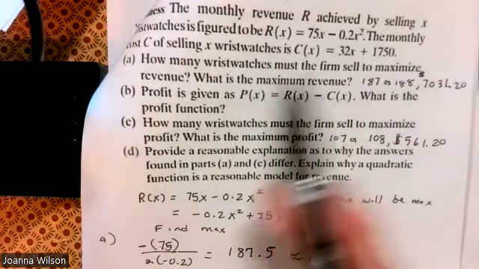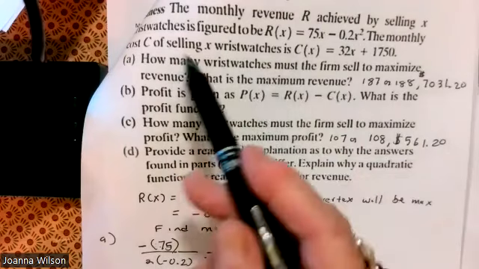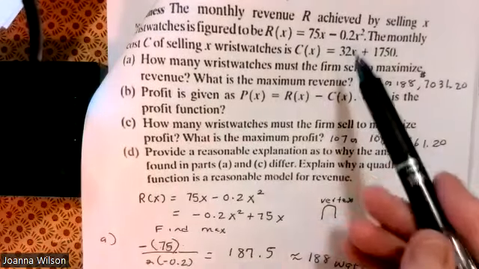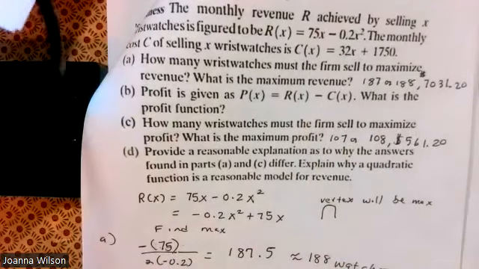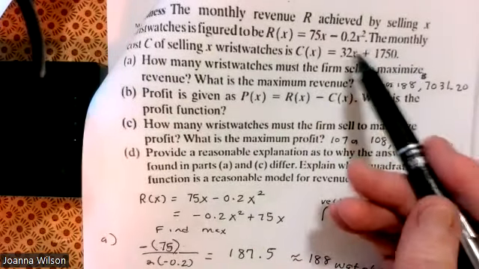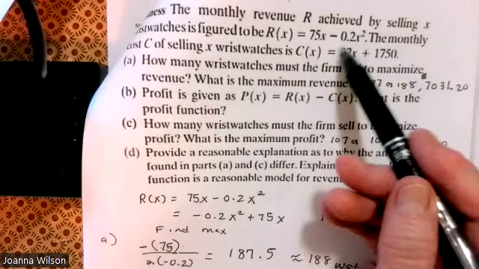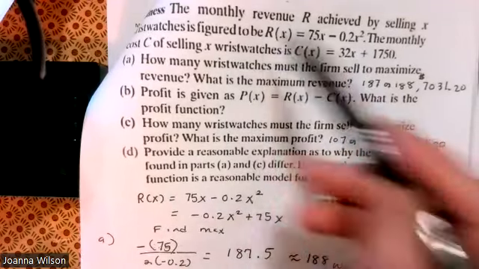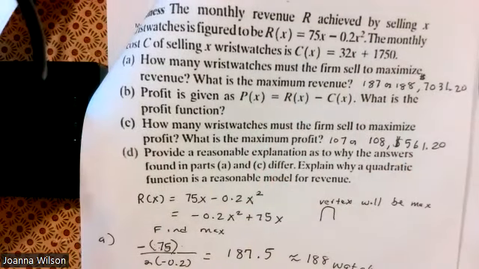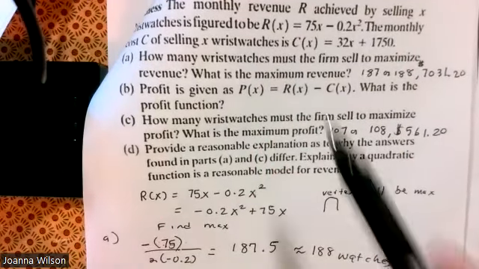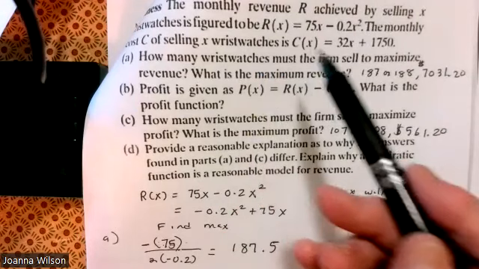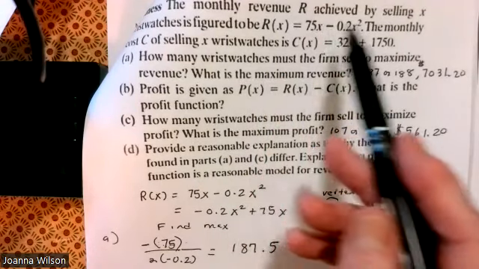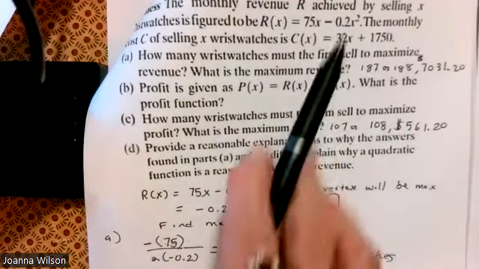And it's a quadratic. The monthly cost of selling x wristwatches is 32x plus 1750. So here, this is a variable cost depending on how many wristwatches you make, and this is the fixed cost. Now, how many wristwatches must the firm sell to maximize the revenue? So we're talking about finding the maximum of this function.